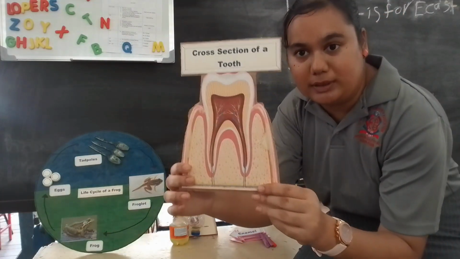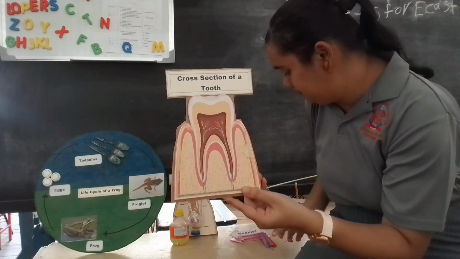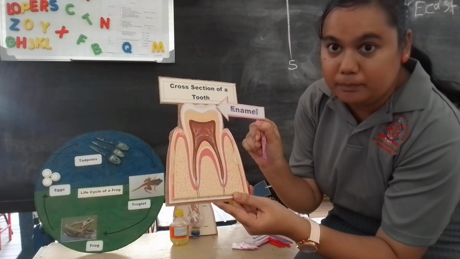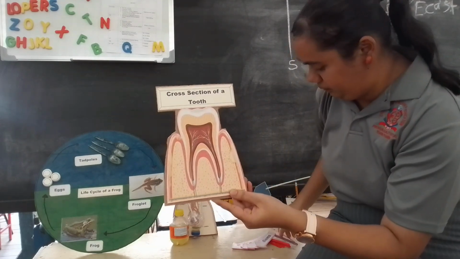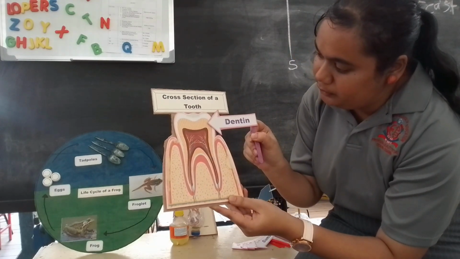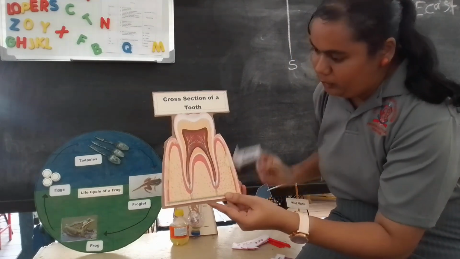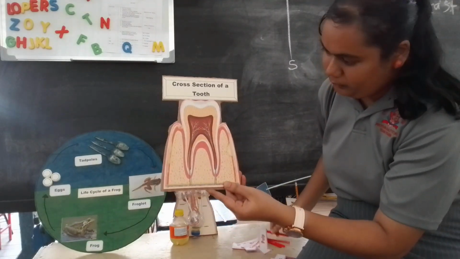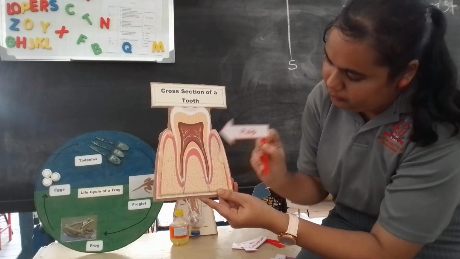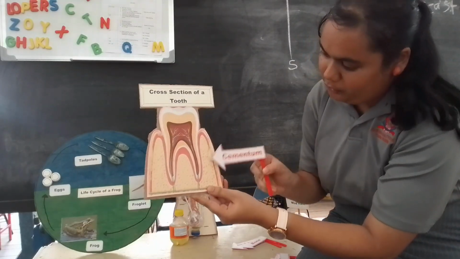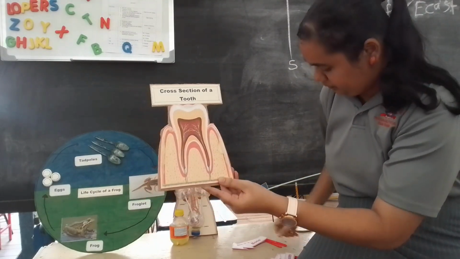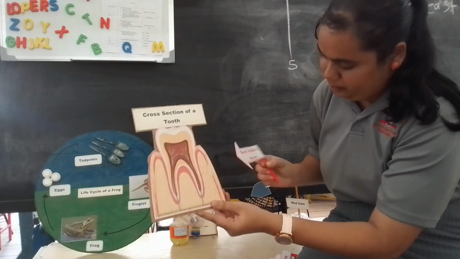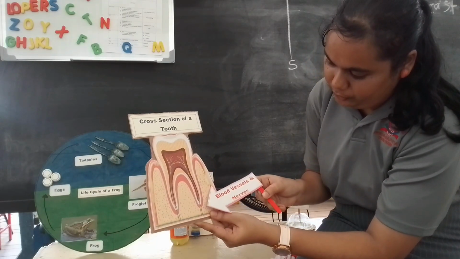Next we have our cross section of the tooth and its parts. We have enamel. We have the dentin. We have the gums. We have the pulp. We have the cementum. We have the bone. We have the blood vessels and nerves.